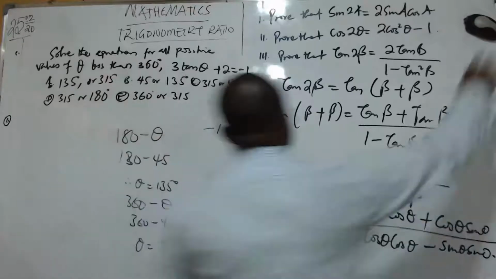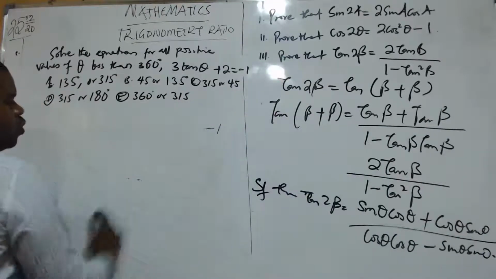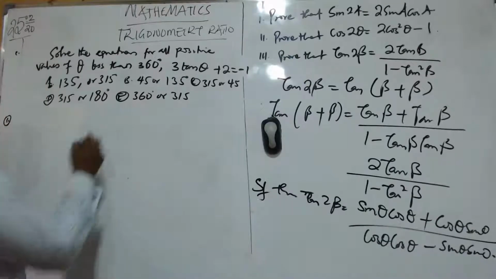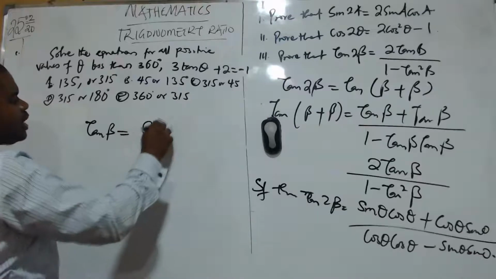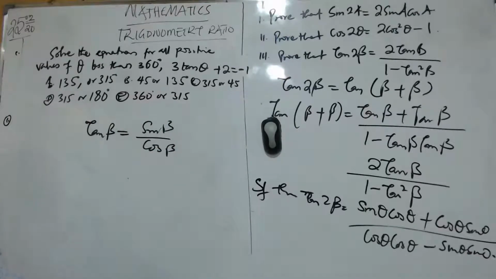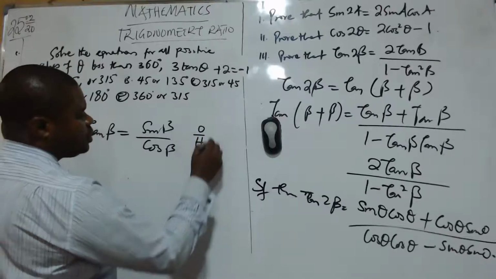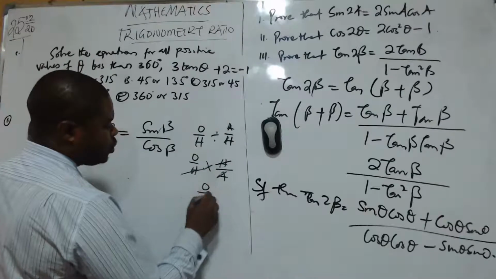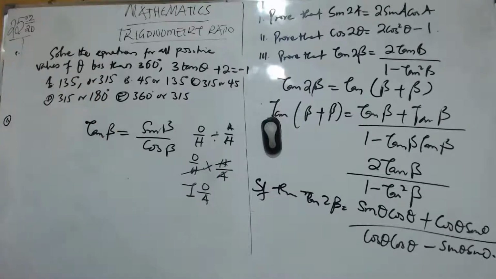Now look at this. Going by this now, we're going to have something like this. We said tan beta is the same as sine beta over cos beta. How do we know that? Sine is opposite over hypotenuse. This will go with this. We have opposite over adjacent, which is the same as tan. So that's what we know.